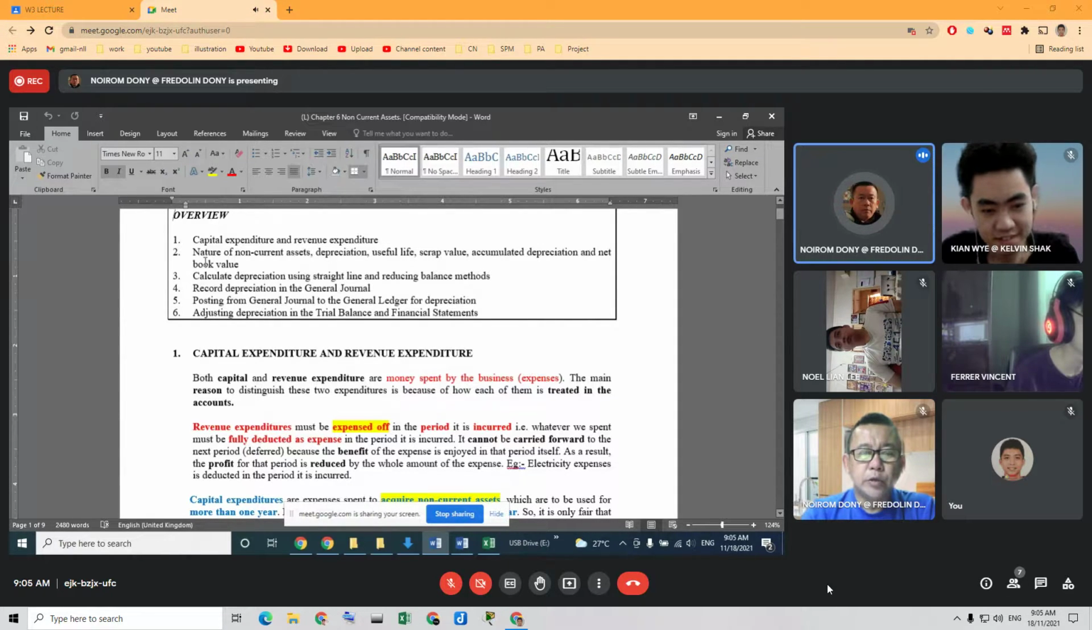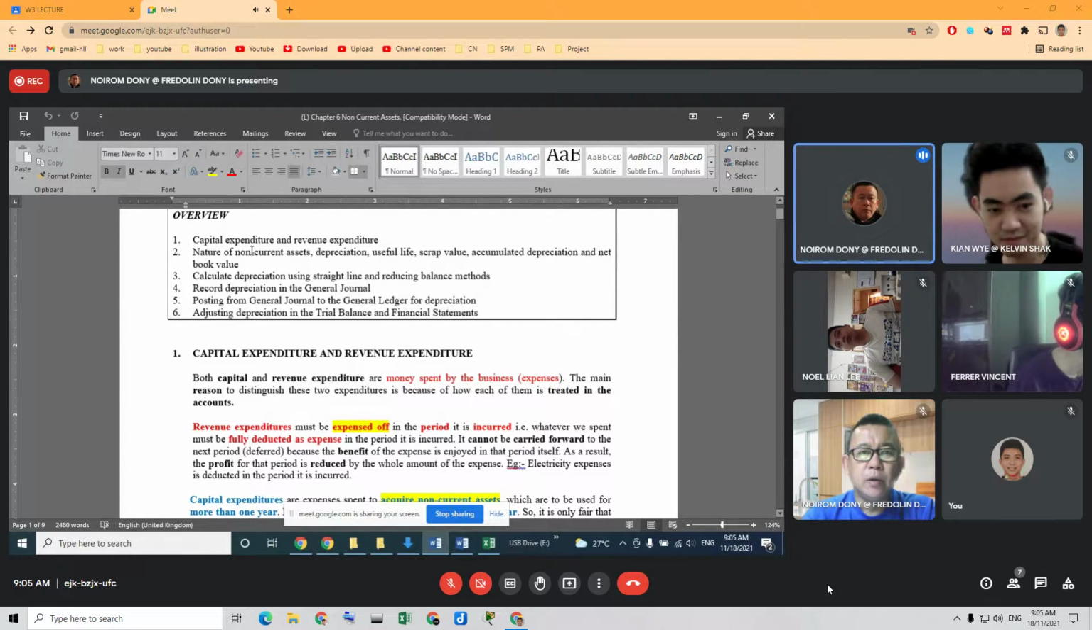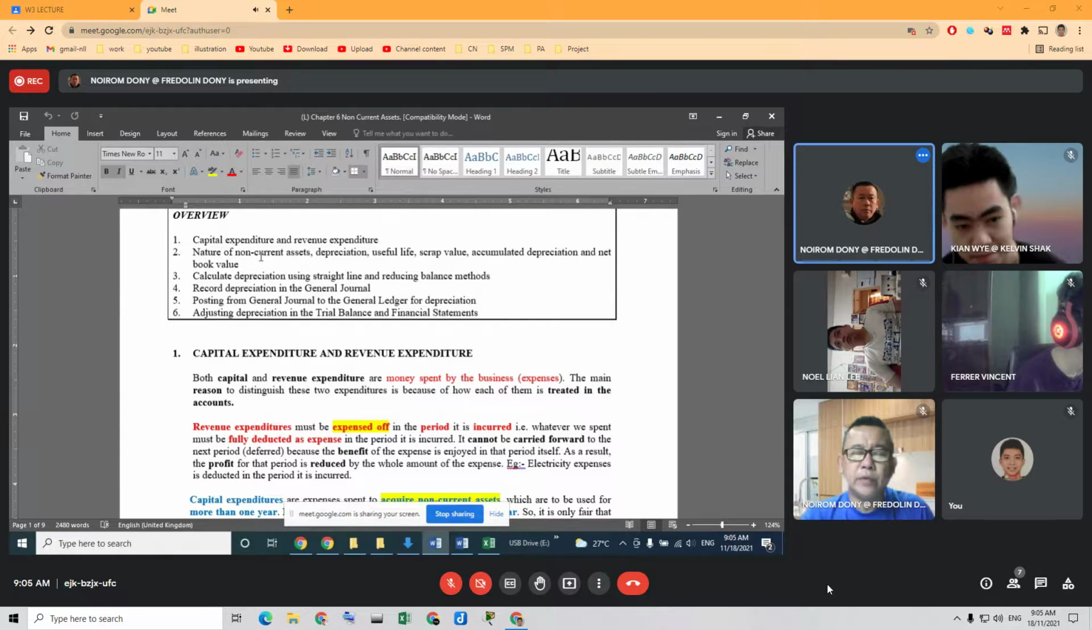And you should know the nature of the non-current asset. Depreciation. These are all the terms that you will see: depreciation, useful life, scrap value, accumulated depreciation, and net book value. Now, non-current asset like motor vehicles. Okay, focus on motor vehicles. Look at the nature of the motor vehicles. You can use them for more than 1 year, isn't it?